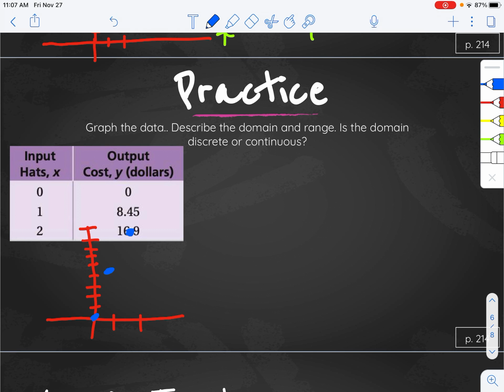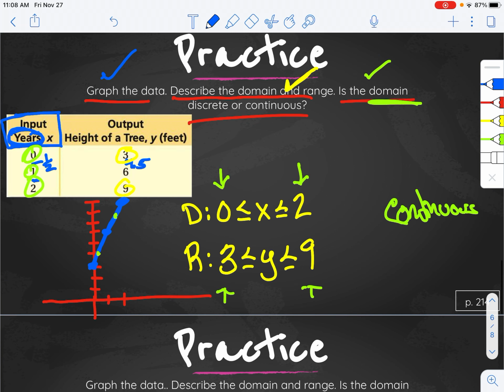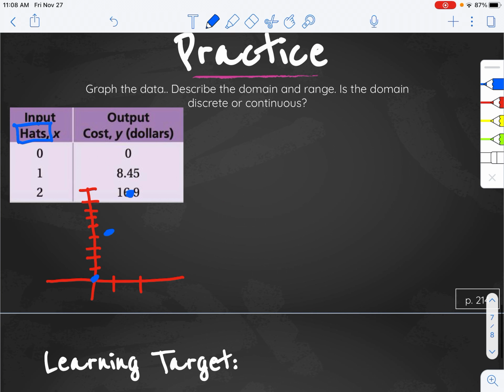Now we need to decide if these individual points are just going to stay where they're at, or if we need to connect them with a line. So we take a look at what our input is, or what our x value is, and it's hats. And this is where you should have thought, well, I can't have half a hat. It's like with years, we could have a year and a half or half a year. But hats, we're not going to split up at all. You either have 0 hats, 1 hat, or 2 hats. So we just leave those points as is. We do not want to connect those.